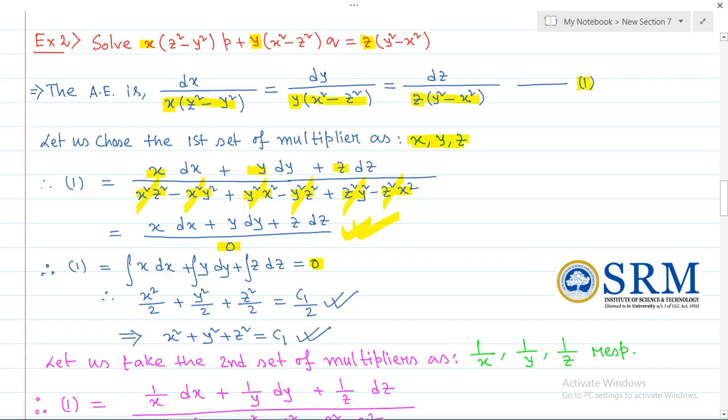Now we need to solve it again for another equation, another solution. So how to do this? We can see that the first term has x single, y single and z single. If these three terms are not present at all, then by adding all the terms the denominator is going to vanish. So what we can do, we can multiply the first factor by 1 by x, so that x will go.